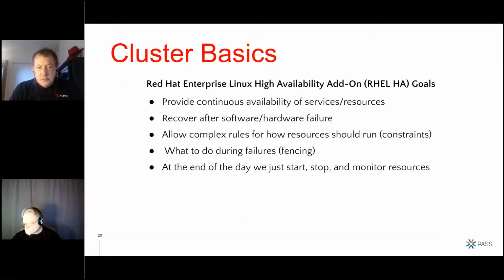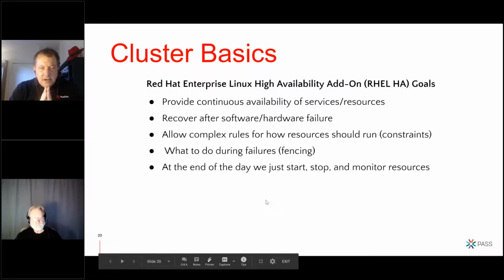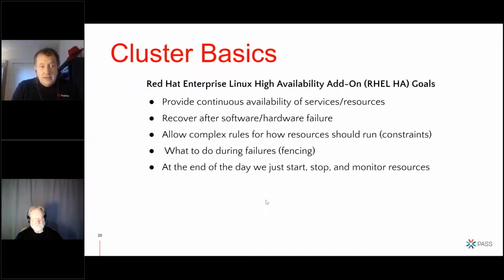So in terms of RHEL HA, there are some basic goals that we're trying to achieve with this. First and foremost is that we're trying to provide continuous availability for services and resources, of course. But we also need to be able to recover if there's a failure, and that failure could be in software or hardware. We need to allow complex rules for how those resources get run. We call those constraints. And we need to know what to do during a failover, and that's fencing. So shutting off servers that may have problems.